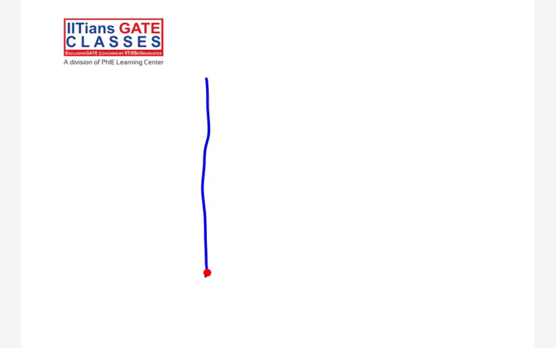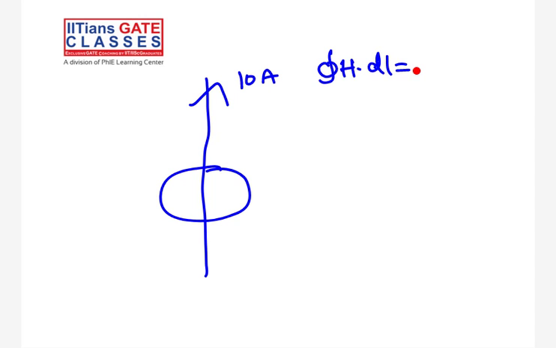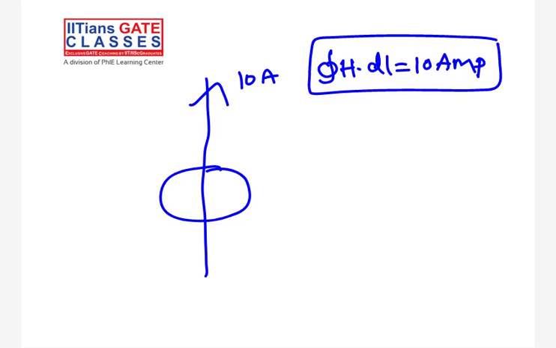See, as per Ampere's law, when you consider a single loop and this is your 10 ampere, the line integral of H dot dl will be straight away 10 ampere. So what this means is, you are going to capture a magnetic field which corresponds to a current of 10 ampere. Right.